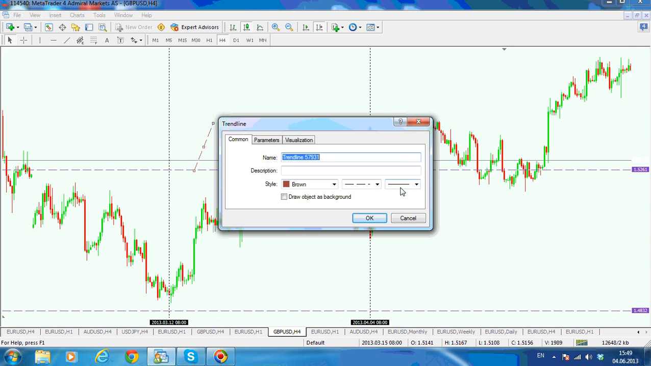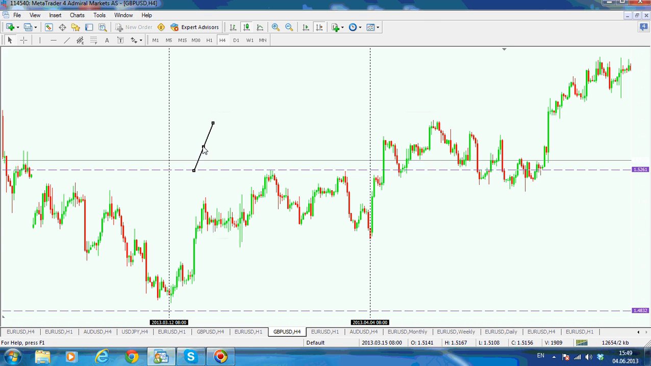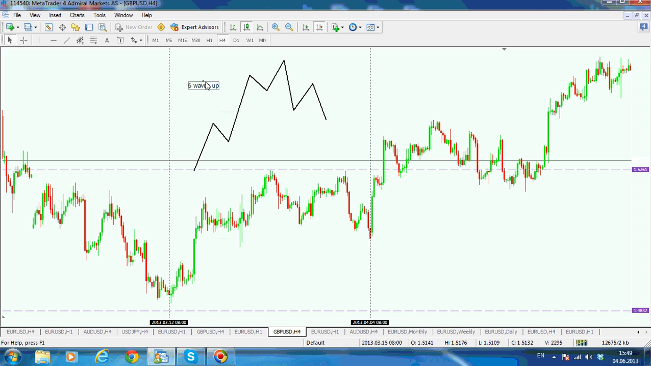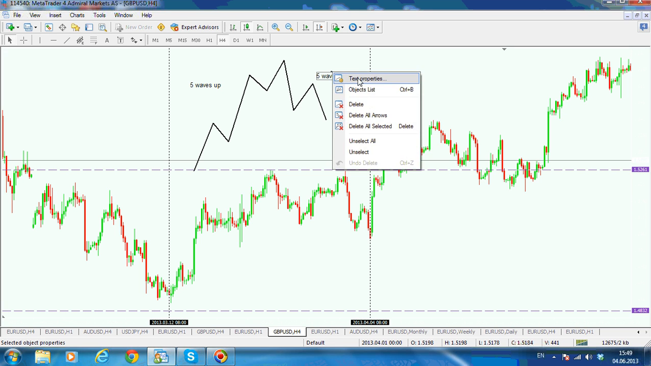Let me take this one. Let's make it like this so that we can clearly see. So 5 waves up, like 1, 2, 3, 4. So 5 waves up, okay? Corrected with 3 waves down. 1, 2, 3. Now normally when you are labeling these 5 waves up, so let me just write here 5 waves up, corrected with 3 waves down.